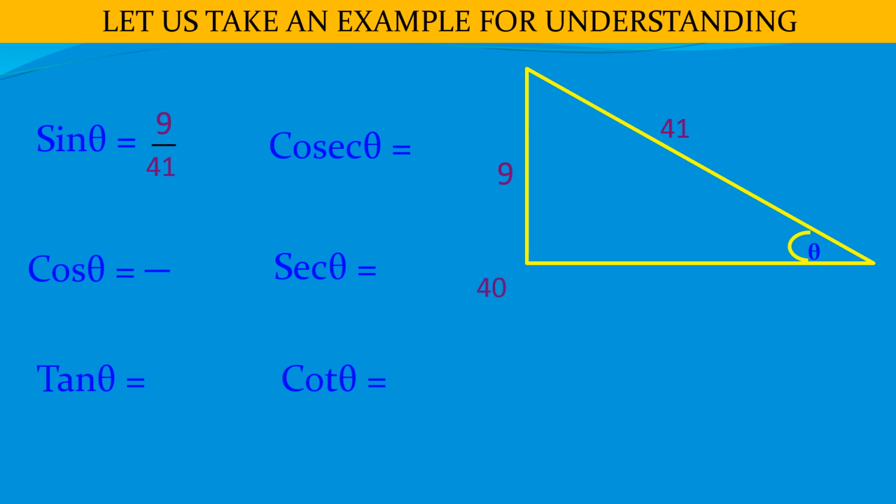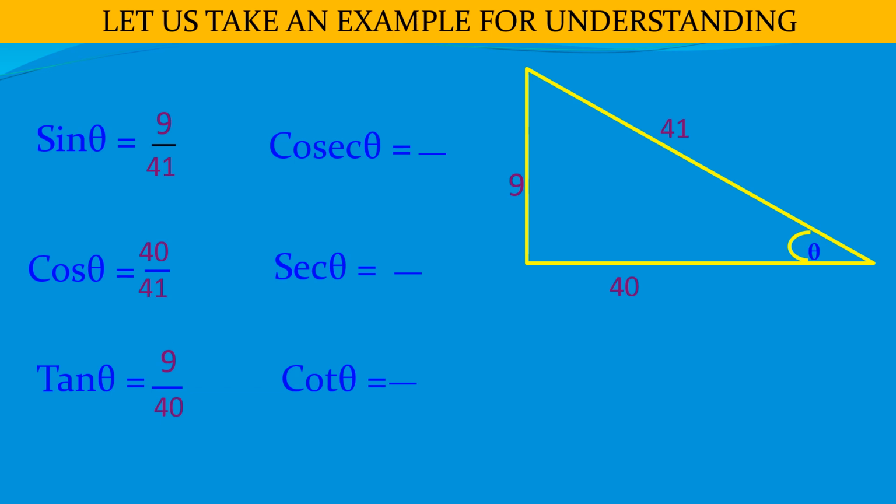So that's why adjacent side is 40 and hypotenuse is 41. So that's why cos theta is equal to 40 by 41. Tan theta is equal to what? Theta's opposite side by adjacent side. Here opposite side is 9 and theta's adjacent side is 40. Hence tan theta is equal to 9 by 40.